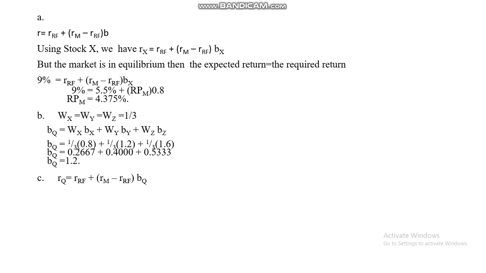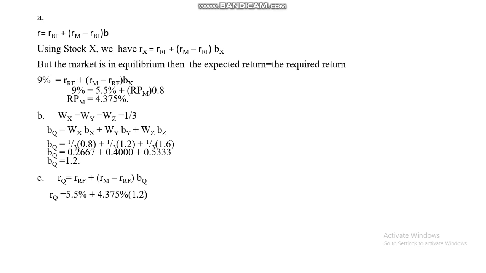The question is, what about the expected return of fund Q? Expected return equals the required return because the market is in equilibrium. Then that equals 5.5 plus 4.375, calculated in Part A, times beta Q, which equals 1.2.